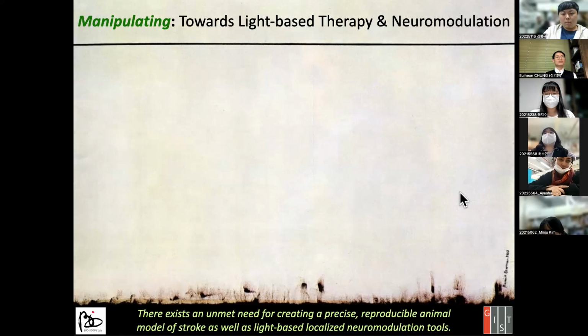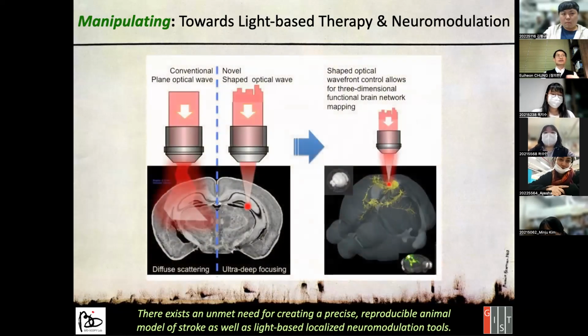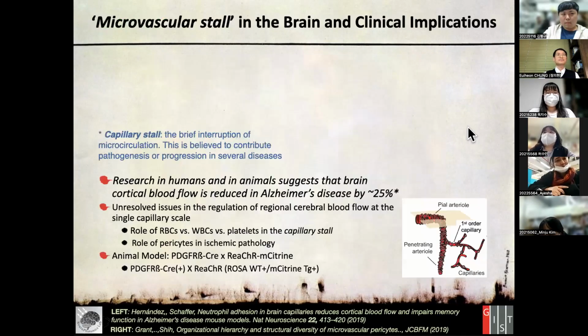Now, I want to change gears a little bit from the imaging aspects towards light-based therapy and neuromodulation aspects. Obviously, so far we have used light more for imaging or collecting information. But on the other hand, photons also have energy, and we may be able to utilize this photon energy for therapeutic applications. So the first example I want to bring up is a phenomenon called microvascular stall, in the brain and its clinical implications.